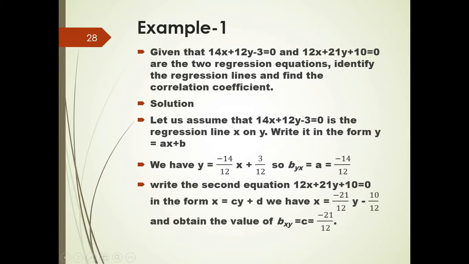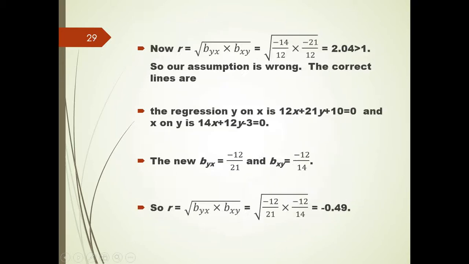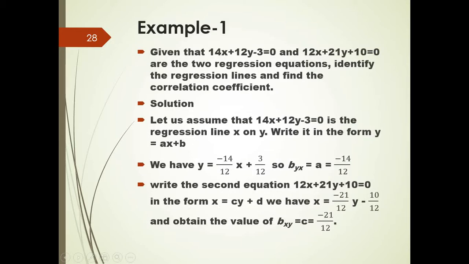So I first take this 12y to the other side. So minus 12y equal to minus 14x plus 3. When I divide by minus 12, I get y equal to minus 14 by 12 x plus 3 by 12. And by the definition, this coefficient is byx.